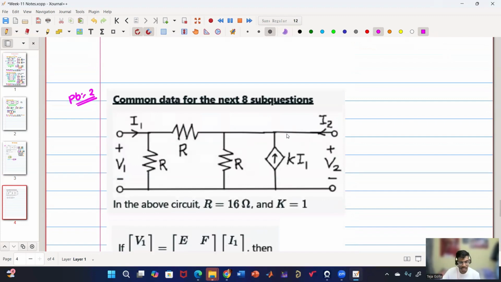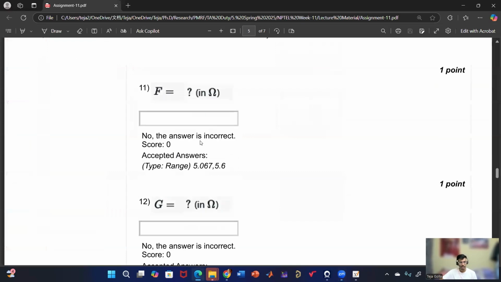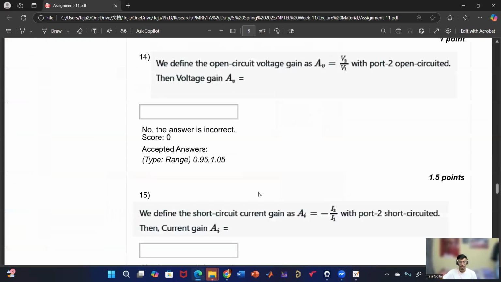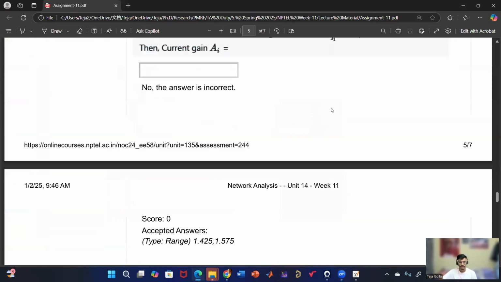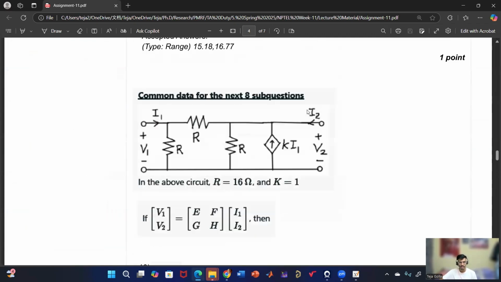And then they are asking, which parameters? ABCD parameters? Everyone agree, ABCD parameters? Z parameters, yes. So these are Z parameters. So first we have to solve for Z parameters. After E, F, G, H, they're asking some more questions which are also quite interesting. We'll get back to these questions slowly, but let us first solve for these Z parameters.